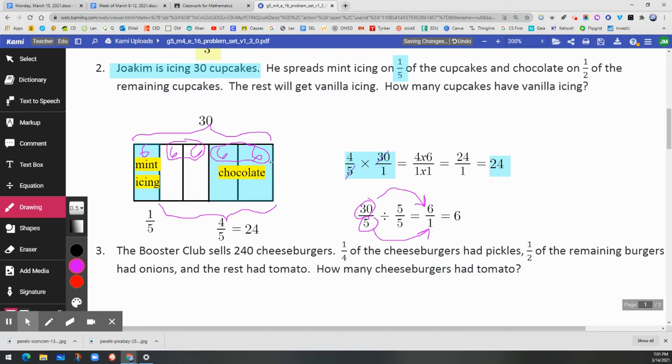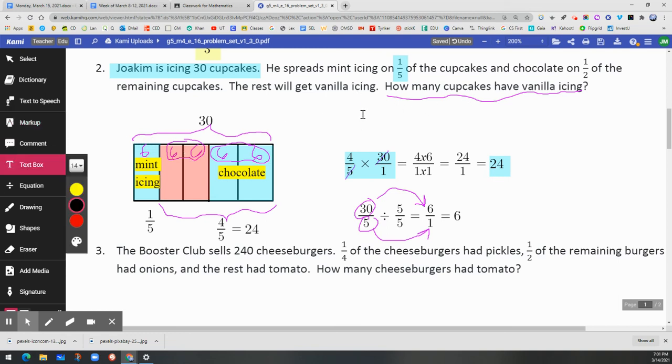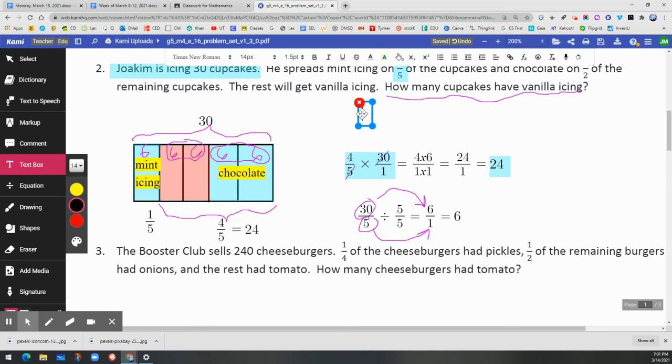Okay? So now the question is, how many cupcakes have vanilla icing? Well, the cupcakes that have vanilla icing are these ones that are not colored. These ones right here. Those are the vanilla icing. So what's the answer? The answer is 12, 6 plus 6. So then you write your statement, okay? 12 cupcakes have vanilla icing. And that's how you solve this problem, my friends.